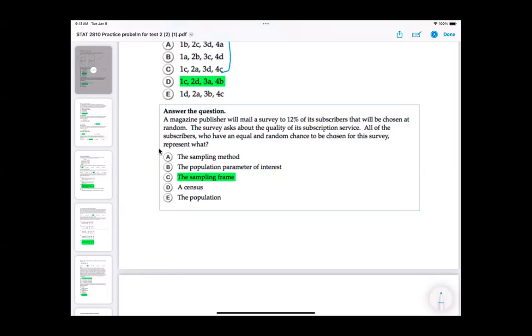And so when we look at this problem here, we are told that a publisher magazine will mail a survey to 12% of its subscribers. So it means that you are mailing to some of your people, and those people will be chosen at random. And this is what the survey asks about the quality of its subscription service. And then we are also told that all of the subscribers who have an equal and random chance to be chosen for this survey represent us. So that represents the what? The sampling frame. Is that okay? So that is easier to spot. Now let's proceed.